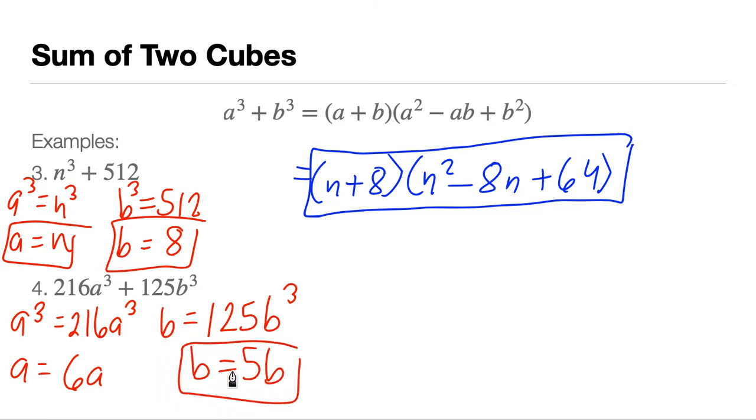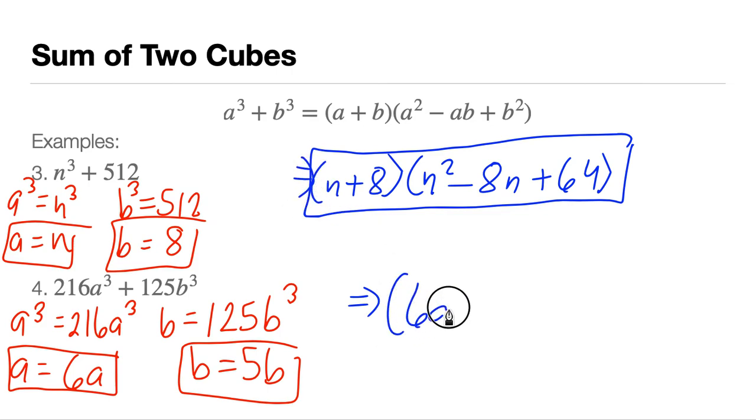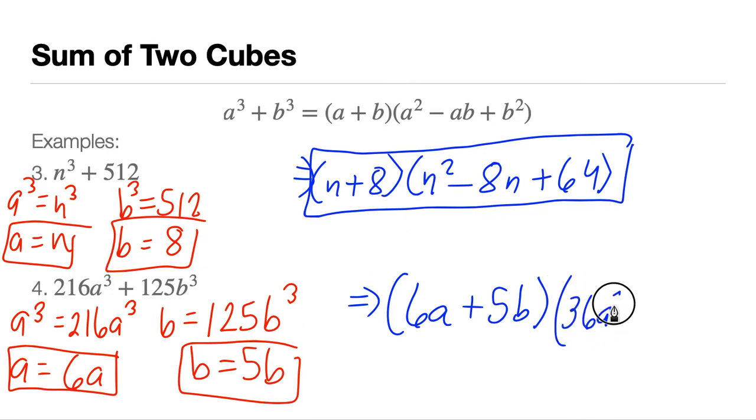So we have our a value, we have our b value. We now then follow the formula. So by following the formula, it states that, 6a plus 5b. So that's the first part, 6a plus 5b. And then we square the 6a. So 6 squared is 36. A squared, we also square the variable. Minus, multiply them. 6 times 5 is 30. That's going to give us minus 30ab. And then square this last term, which is 5 times 5 is 25. And then square also the variable.